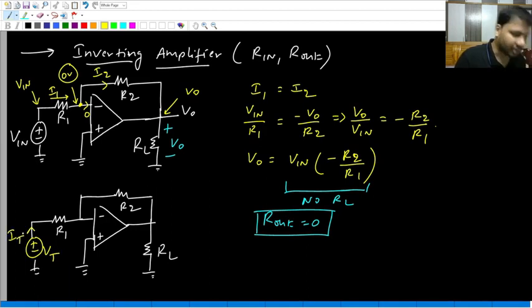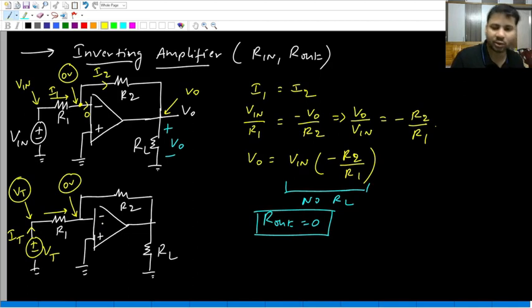Current flowing out of the plus terminal is It. Now you should find Vt by It. Again, the op amp is in negative feedback. So what is the voltage at this point? Due to virtual short, 0. What is the voltage at this point? Vt.